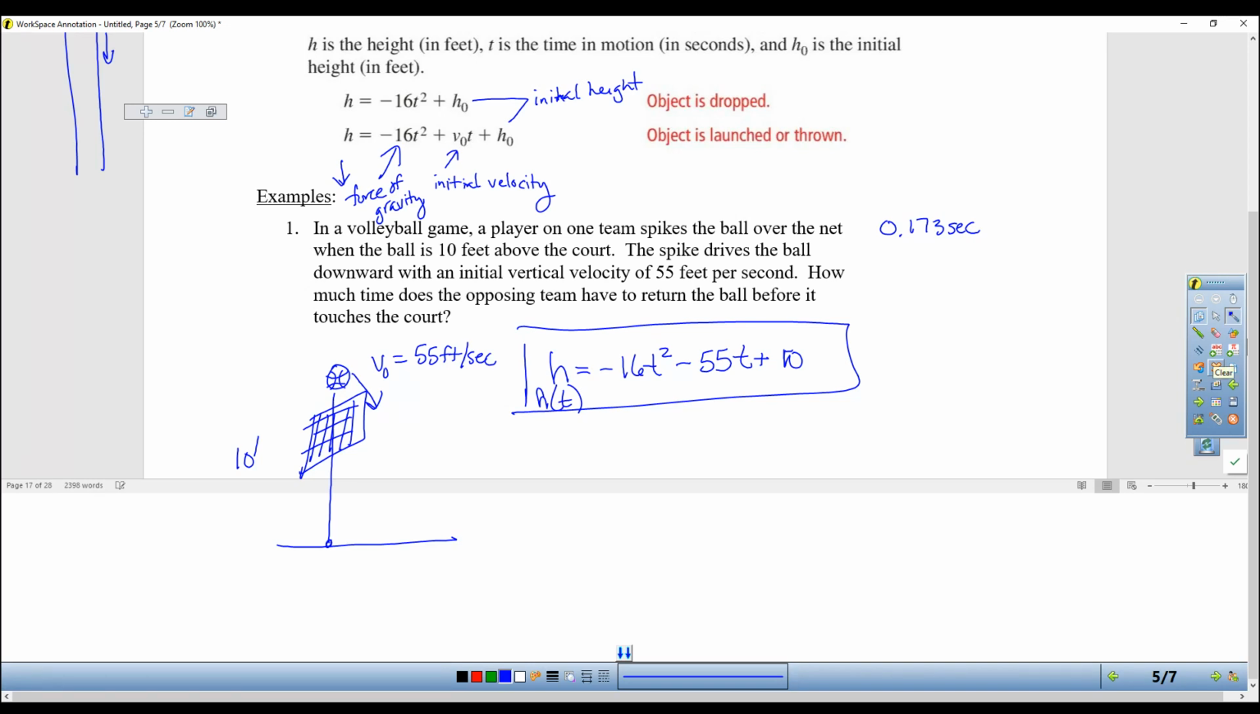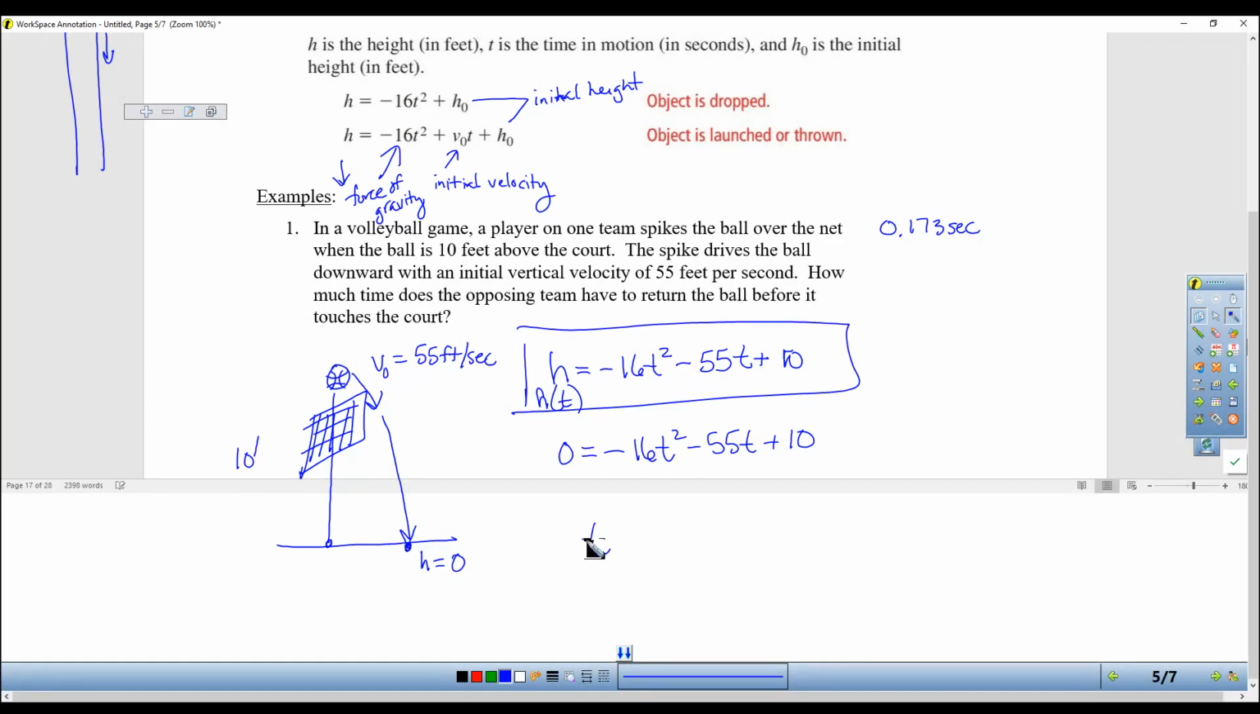They want to know how much time does the opposing team have to return the ball before it touches the court. What is the height at that moment? 0. This is a big fancy way of saying I want to know t when the height is 0. When is that ball going to touch the ground? Do you think that this is going to be factorable? No. It's not, because we're in the quadratic formula section of the book. So, we're going to have to do it out.